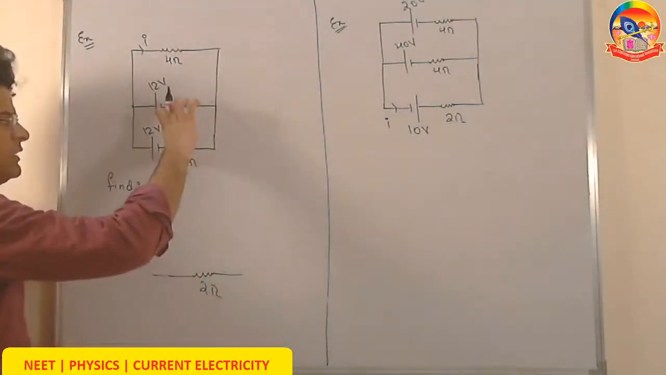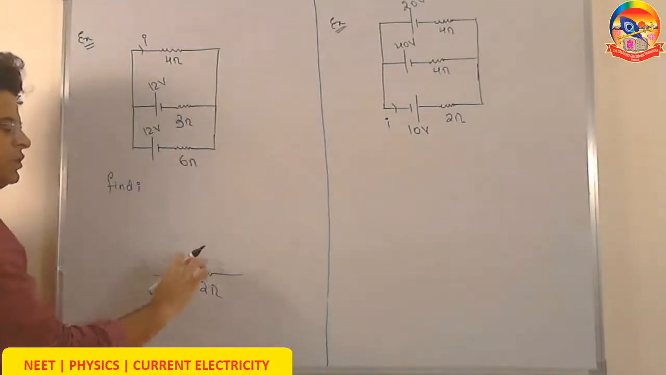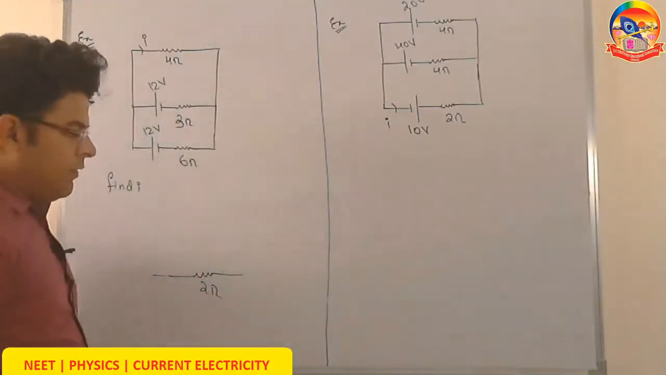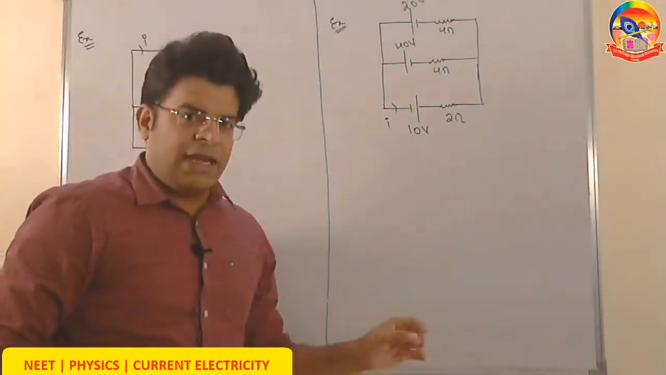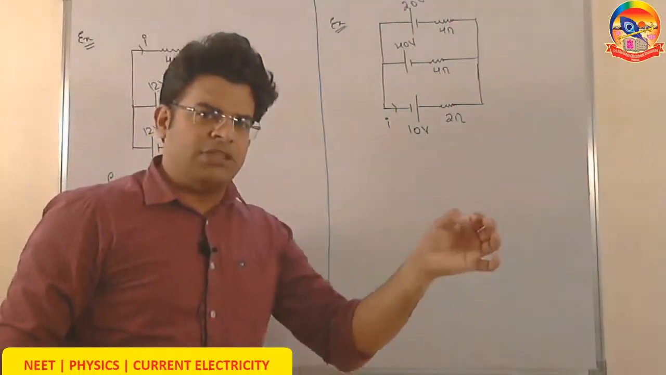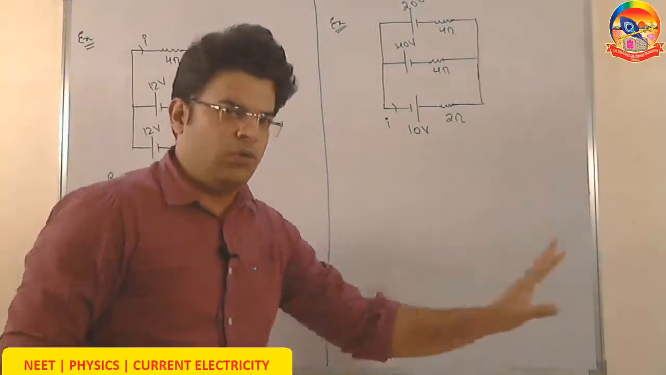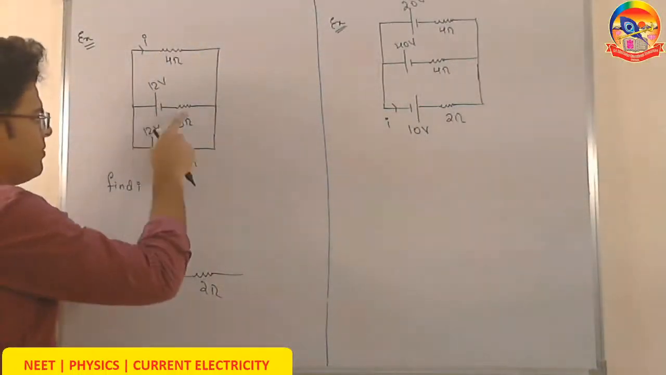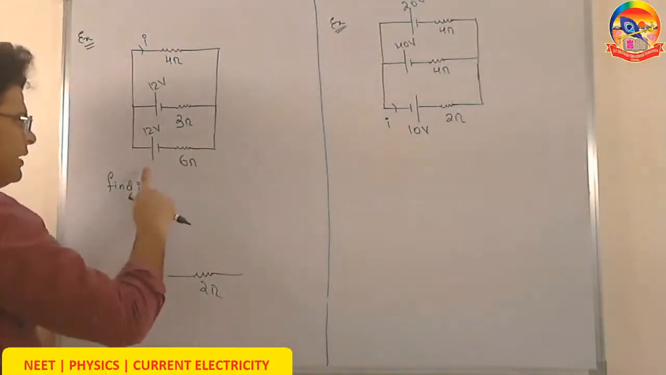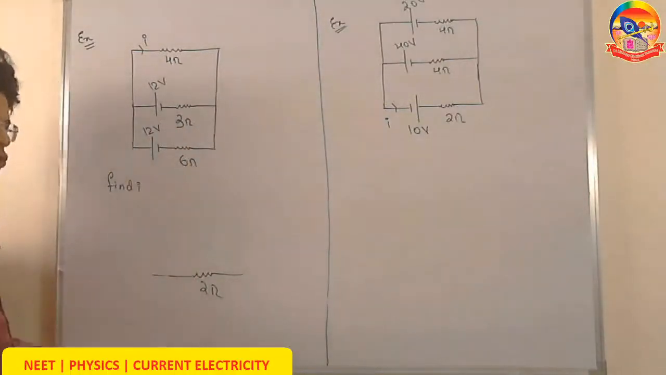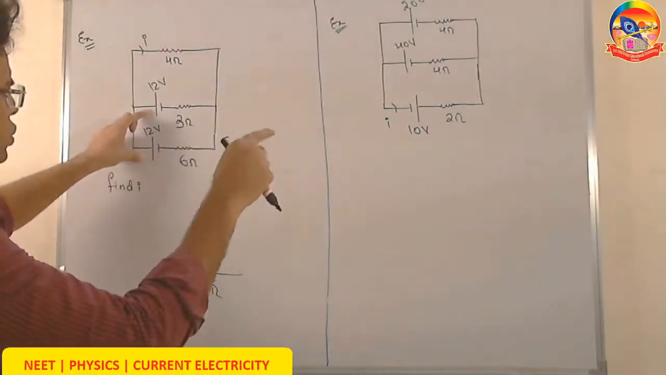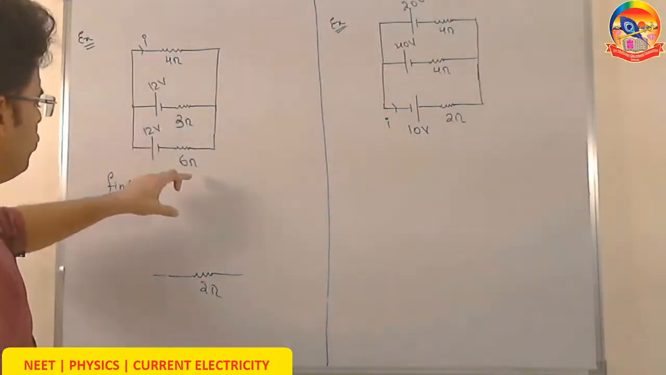So in place of these 2 resistors, I can place a single resistance of 2 ohm. Now what has to be the EMF applied? I have just said in the last slide, E equivalent equals E1 by R1 plus E2 by R2 plus E3 by R3 and so on, into R equivalent. So E1 by R1, 12 by 3, 4, plus E2 by R2, 12 by 6, 2. So E1 by R1 plus E2 by R2, 4 plus 2, 6, into R equivalent, that is 2.